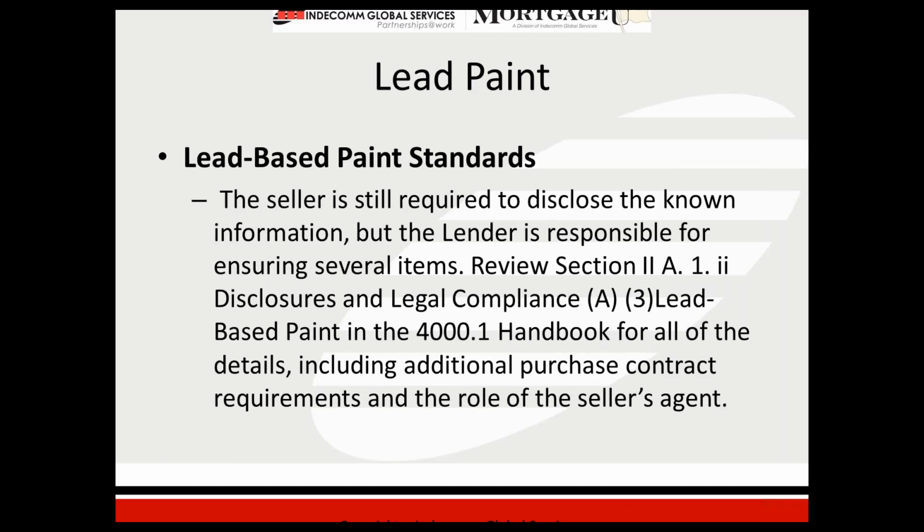Lead-based paint, well, that's still a statutory requirement for your FHA loan, but there's just some additional responsibility that's been placed on the lender as well. Those are also back on page 11 of your job aid. The seller is still required to disclose the known information, but the lender is responsible for ensuring several items are in place. We've given you the citation for it to take a look at to see what all the guidelines call for. It also includes purchase contract requirements and the role of the seller's agent. All of that has been outlined in the 4000.1 handbook for you.